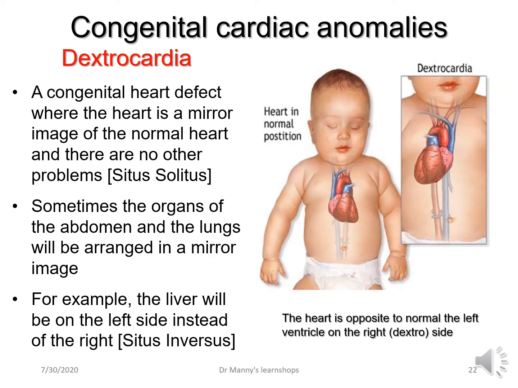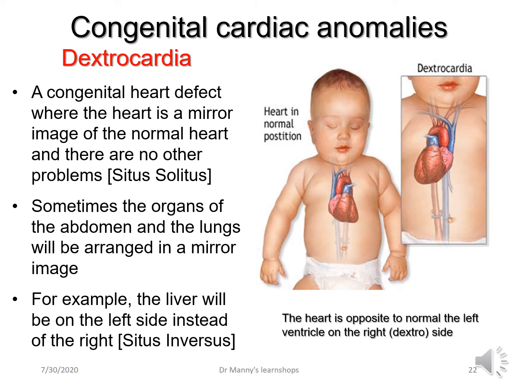Another very common congenital cardiac anomaly is dextrocardia. And there are various classifications to this, so we're going to be looking at this generally. Dextrocardia essentially is a congenital heart defect where the heart is a mirror image of the normal heart, and there are no other problems.